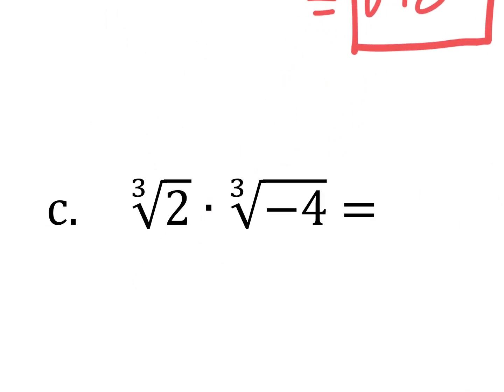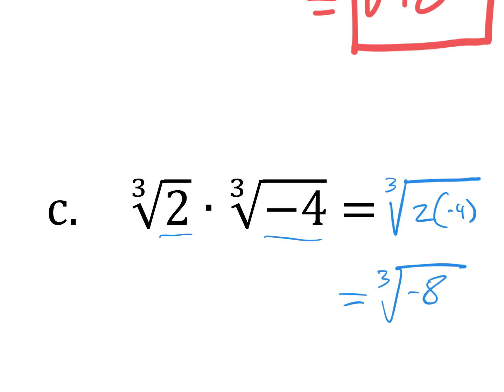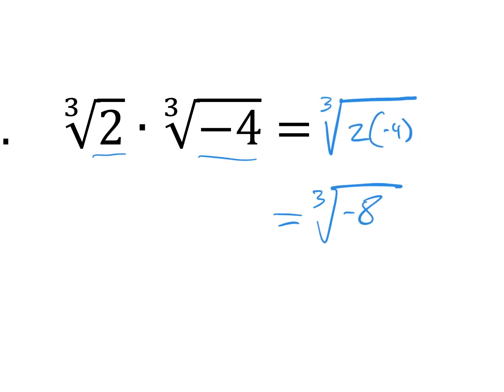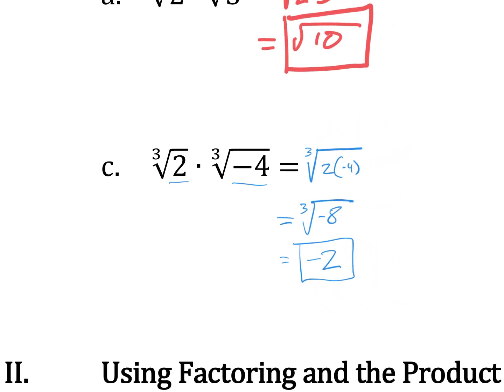Well, how about this? Cube root. Oh, okay. Well, it also works for cube roots here. And we have 2 times negative 4, and we know what 2 times negative 4 is. That is negative 8. And so we have cube root. Oh, can we take the cube root of a negative number? We sure can. It's negative 2. Because remember, we can cube root negative numbers, but you can't square root negative numbers.